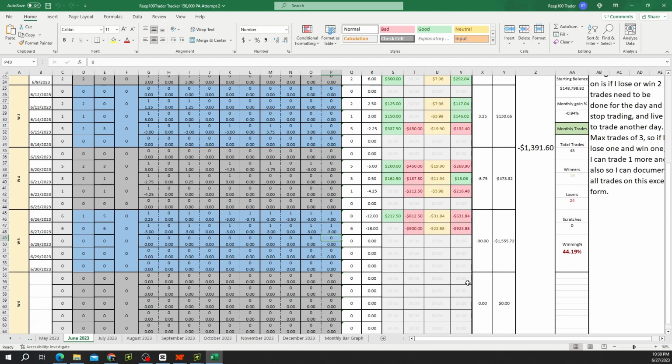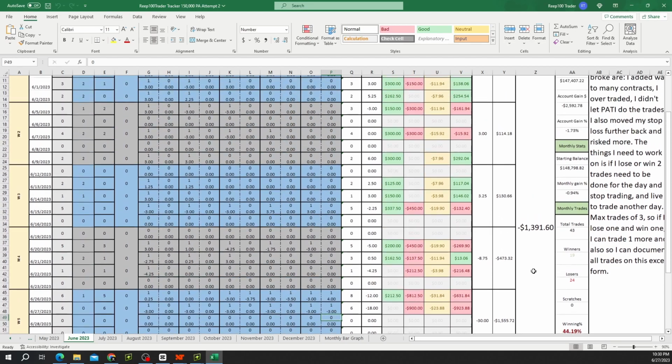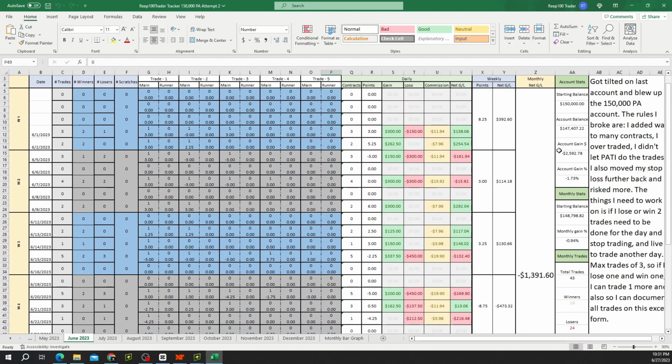$1,555.72. So it brought me into a deeper hole than I wanted, and we can see that I'm down $2,592.78 on the $150,000 account. So I'm halfway to my trailing threshold, which is 5,000, and I still have about 2,400 more. But I definitely want to protect my funded account as much as possible.